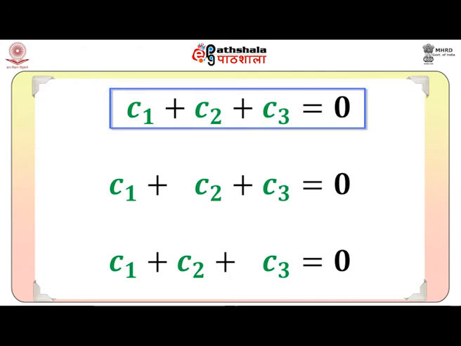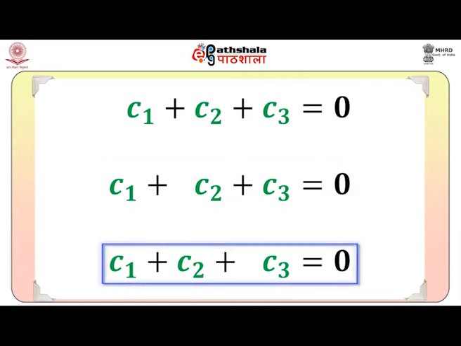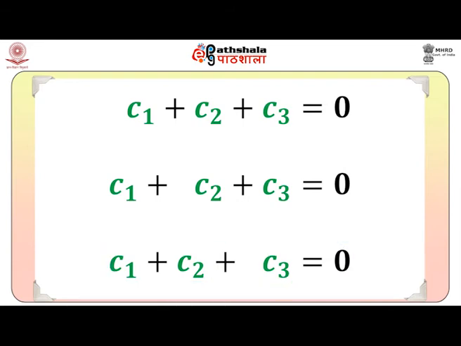C1 plus C2 plus C3 is equal to 0. Second is also C1 plus C2 plus C3 is equal to 0. And third is also the same. So the question is how to calculate the values of the coefficients.